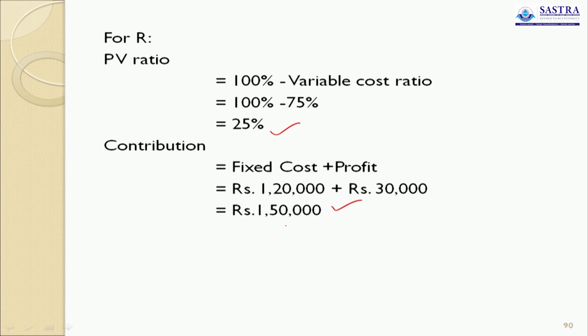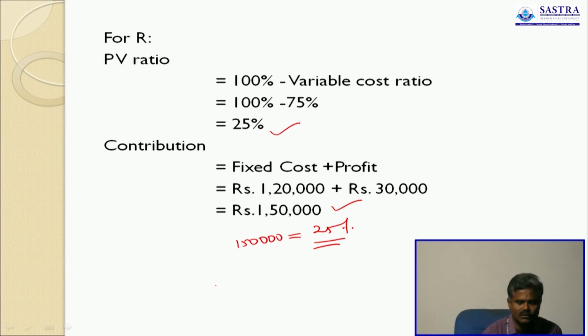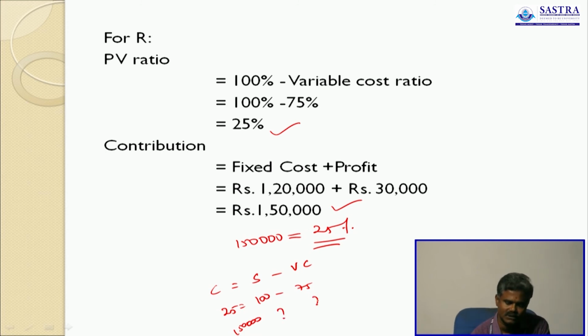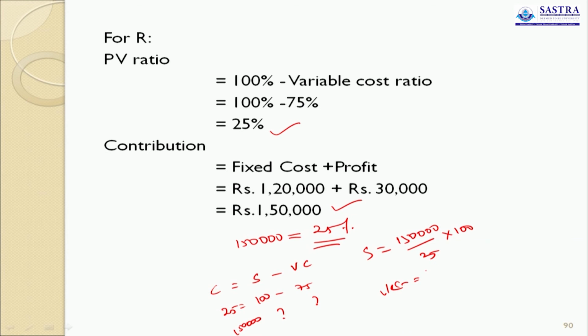This 1,50,000 is equivalent to 25. Contribution equals sales minus variable cost. Contribution is 25, sales is 100 minus 75. So contribution is 1,50,000. What will be the sales, what will be the variable cost? Sales equals 1,50,000 divided by 25 into 100. Variable cost equals 1,50,000 divided by 25 into 75. That's all. This is the answer.